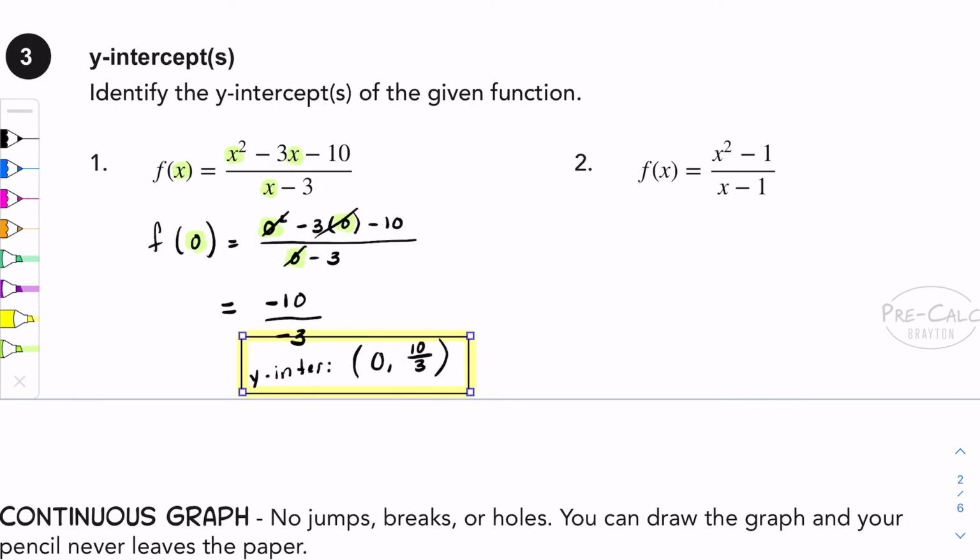I can just tell you quickly that the y-intercept for number 2, which I'm not going to do out, I already know it's 0, comma 1. You can probably tell that just as fast as I'm telling you this, if you understand what you're doing. So 0, comma 1 is the solution.